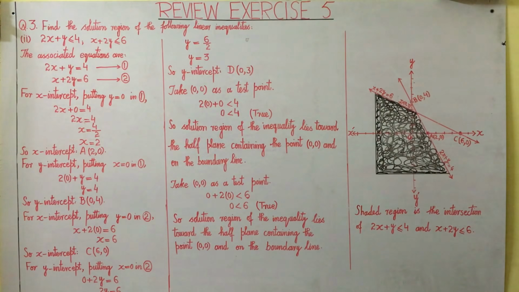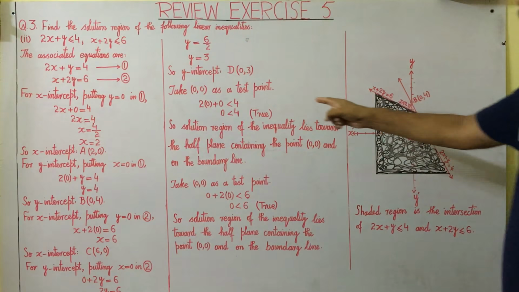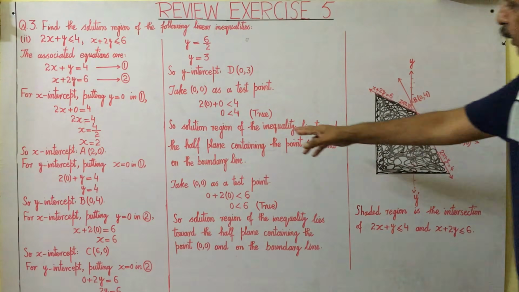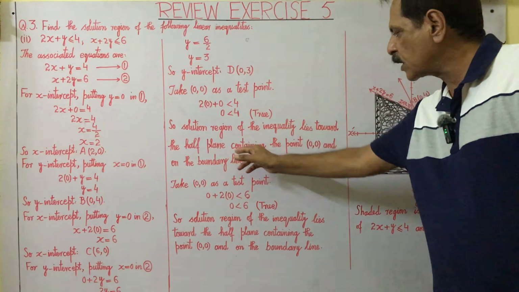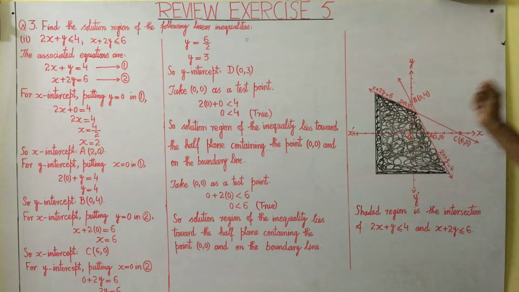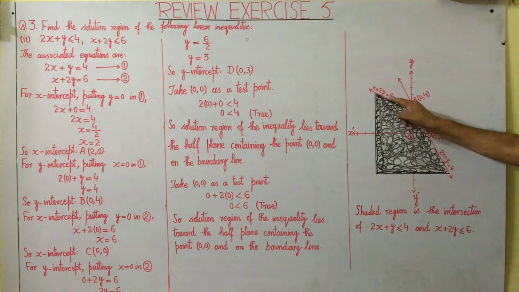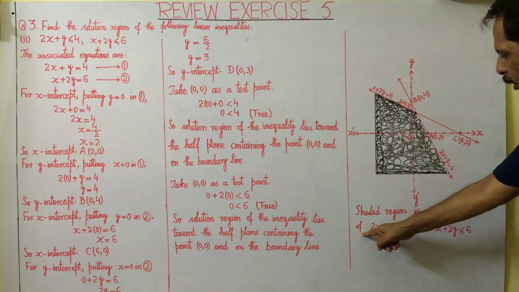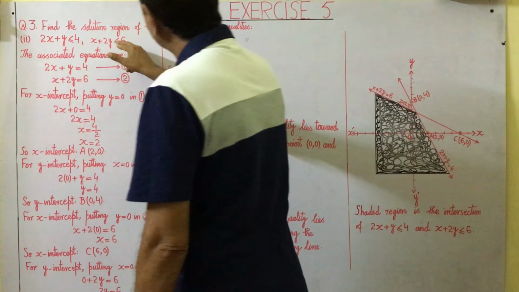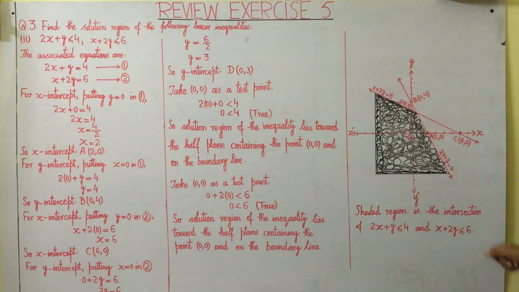Now, because this is true, the solution region of the inequalities lies towards the plane containing the point 0, 0. This one is the origin having coordinates 0 and 0. We have shaded this region towards the half plane containing 0, 0. The shaded region, this one, is the intersection of the two given inequalities 2x plus y is less than or equal to 4 and x plus 2y is less than or equal to 6.